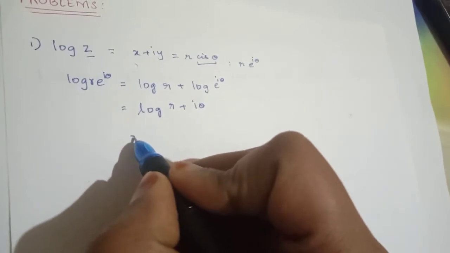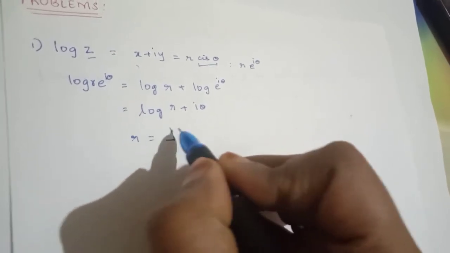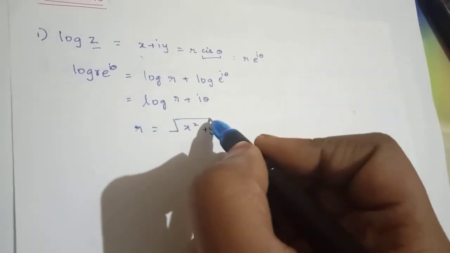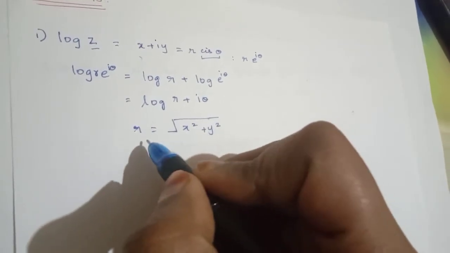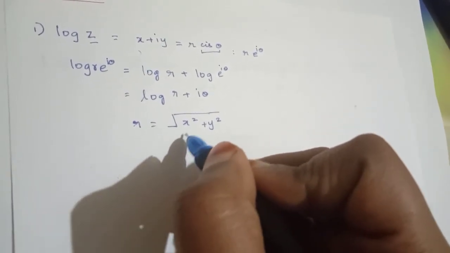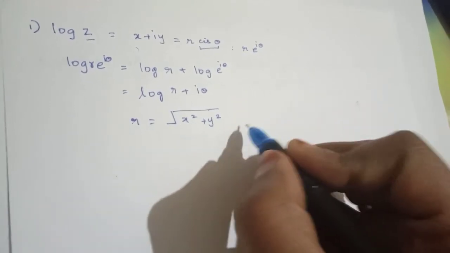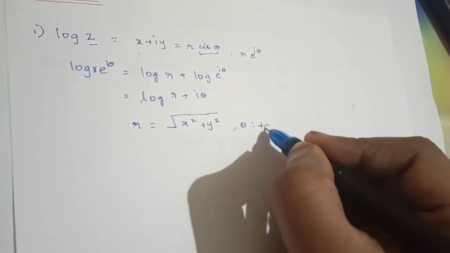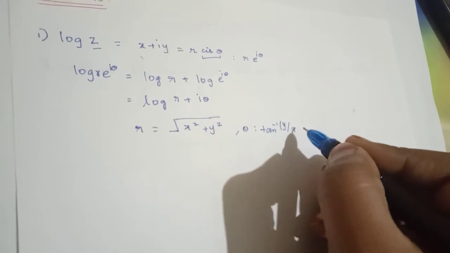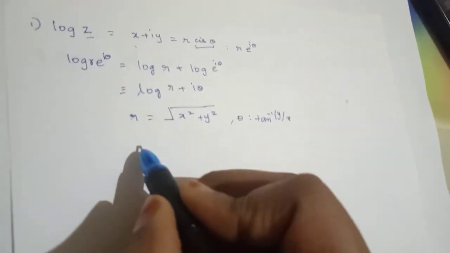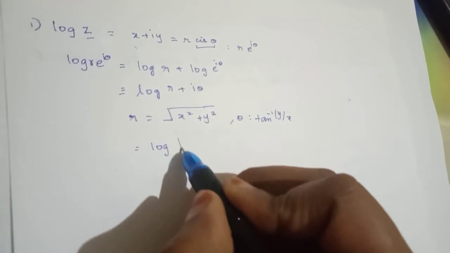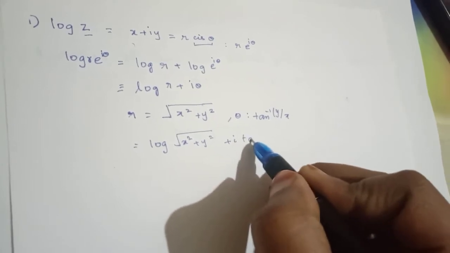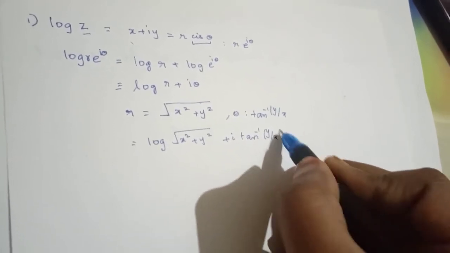So log r is nothing but root of x square plus y square. As I told you before, the modulus of z, here it's r, so the modulus is nothing but root of x square plus y square, and theta, the argument or the amplitude, as I told before, theta is nothing but tan inverse y by x. So this equation is written as log of root of x square plus y square plus i tan inverse y by x.